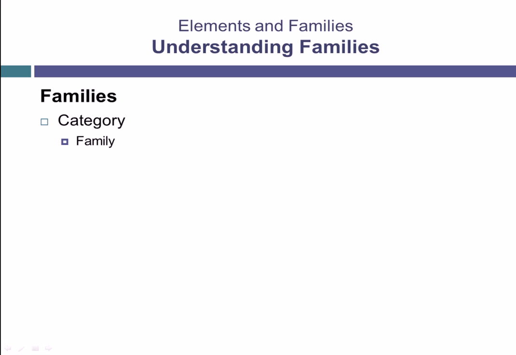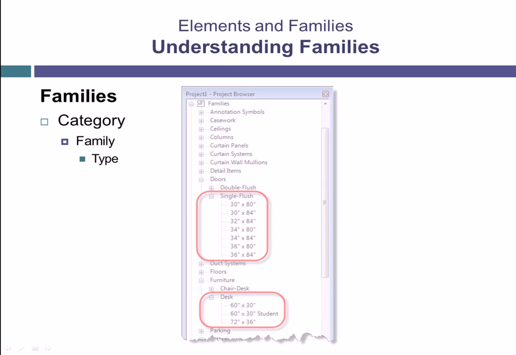Families are further divided into types. For example, if you expand the Single Flush Door family, you can see a number of different sizes. If you expand the Desk family, you can see several different sizes. Each size is a family type, or type, and has type properties that give it its specific size. Types do not have to vary just in size. There can be other parameters that vary from type to type. Family types can be created or deleted as needed within a project.